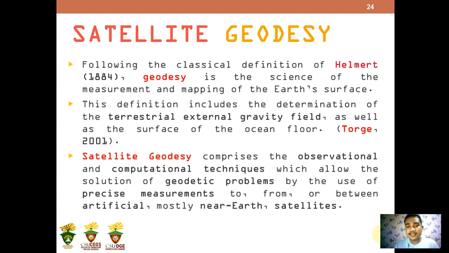And satellite geodesy comprises the observational and computational techniques which allow the solution of geodetic problems by the use of precise measurements to, from, or between artificial or mostly near Earth satellites. So it consists of computational work based on the satellites revolving around the Earth, to address some geodetic problems or to have a solution to geodetic problems in a precise measurement.